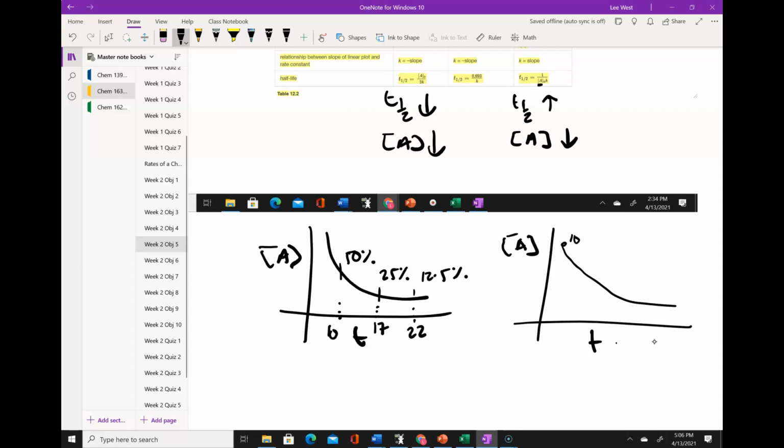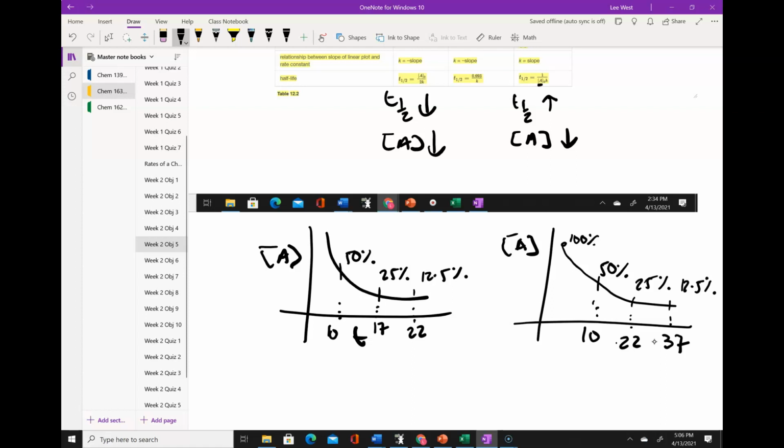So there's 100%. After one half-life, you'll be at 50%. So maybe that takes 10 seconds. And then after two half-lives, you'll be at 25%. But maybe that takes like 12 seconds because the half-life is getting longer. And then after three half-lives, you're going to be at 12.5%. And maybe that takes like 15 seconds. So your half-life just keeps getting bigger and bigger and bigger. And that can be really helpful.